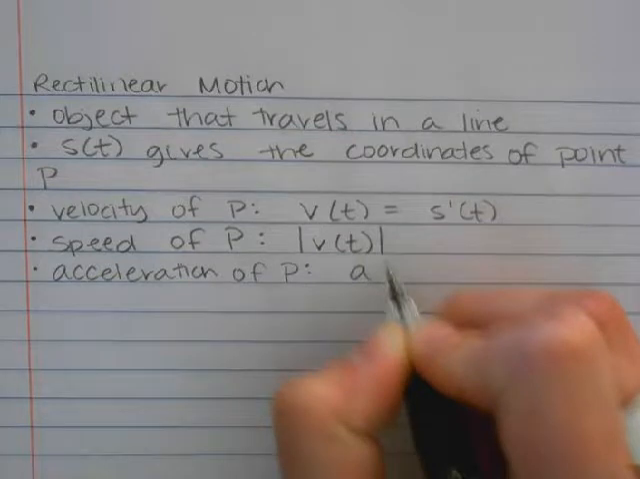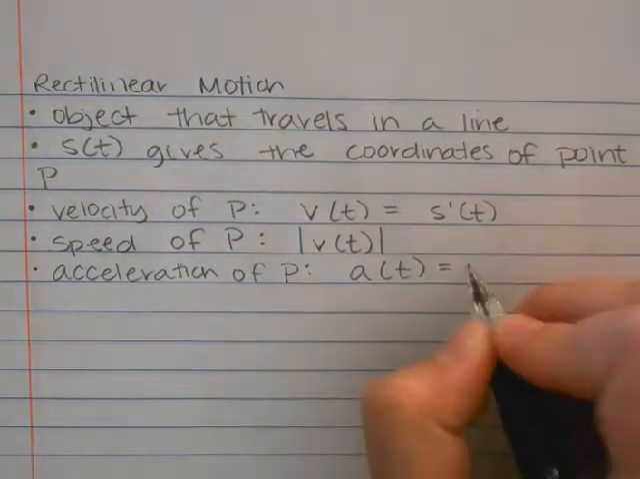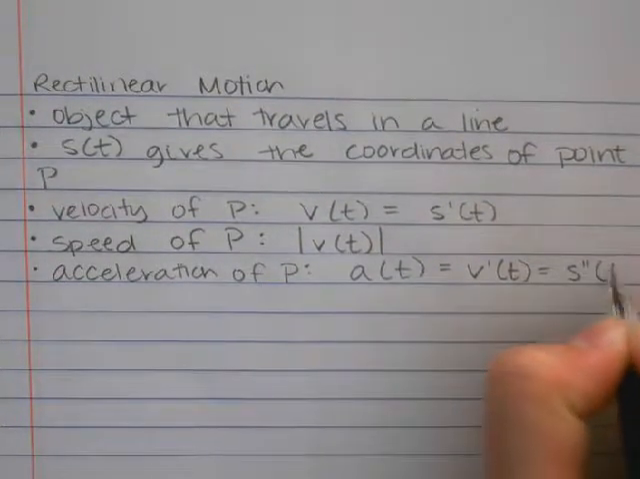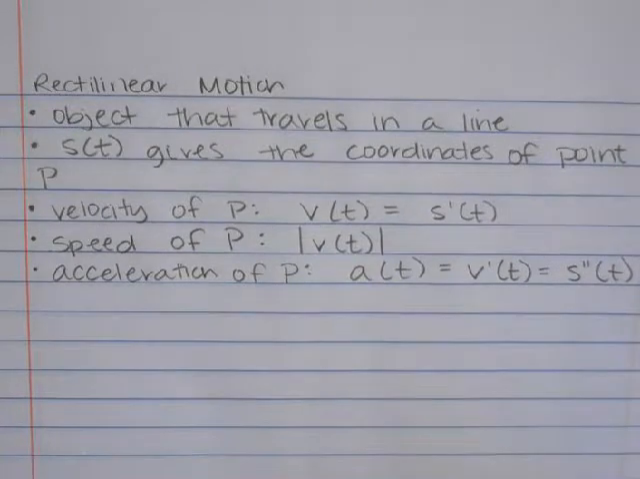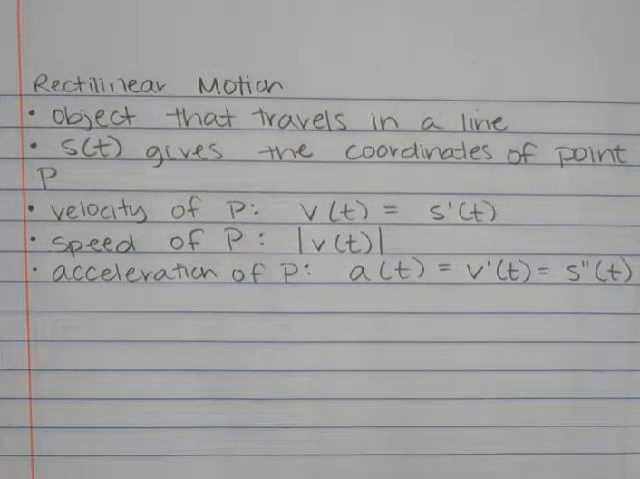is written as a of t, and the acceleration of t is the derivative of the velocity, which is the second derivative of the position. So acceleration is a rate of change of a rate of change. Second derivative.